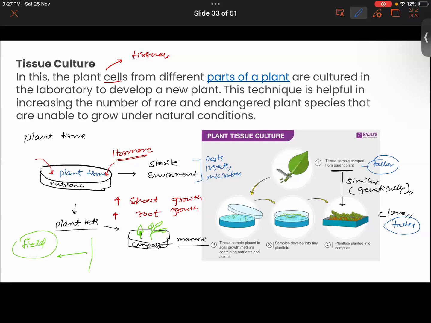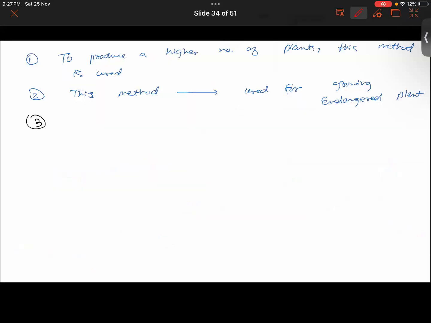Anyone has any doubts, please do let me know. No, sir. Also, you have to maintain an adequate temperature. We ensure that the temperature is good here, that humidity is also good, and that it is getting a proper amount of sunlight also. So this is all about tissue culture.